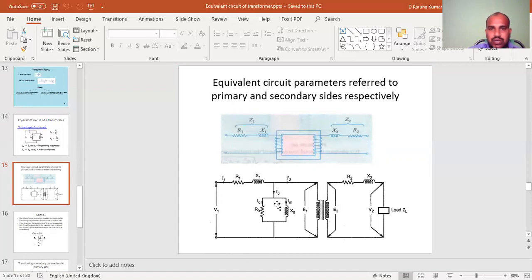R1, X1, and this is R0 and X0. The current passing through R0 and X0 is I0. The current passing through R1 and X1 is I1. The primary side voltage is V1, the primary side induced EMF is E1. The secondary side voltage is V2, the secondary side induced EMF is E2, the resistance value is R2, and the reactance value is X2. The combination of the resistance and reactance is Z2, and the combination of the resistance and reactance of the primary side is Z1.